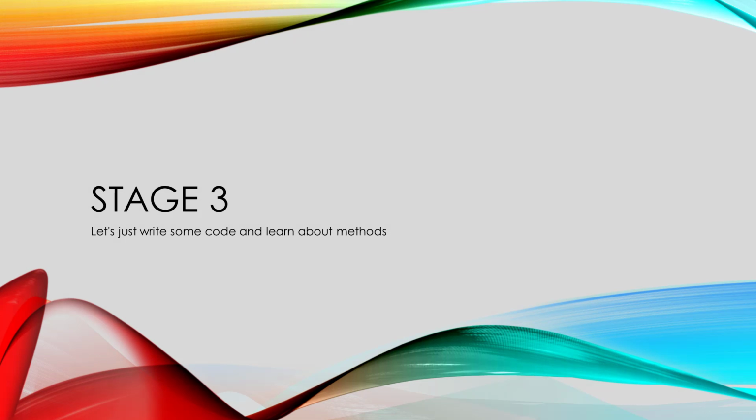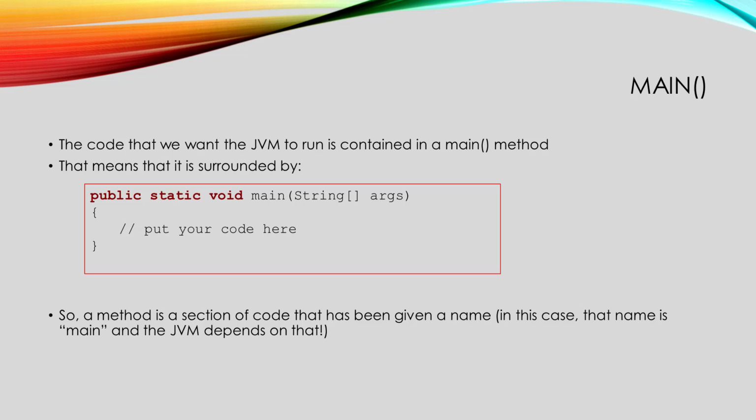There's one more basic language structure that we need to understand so that we can start talking about writing some code. Methods make writing code easier. A method is a section of code that has been given a name, and you've already seen one, the main method. When we tell the Java virtual machine to run our code, it looks for a special method named main that looks like this.